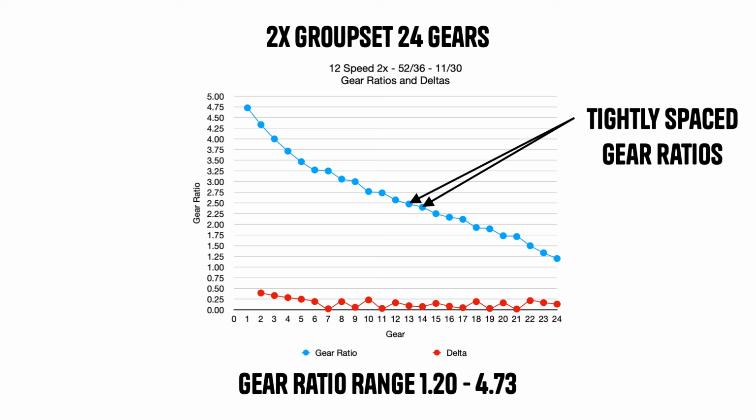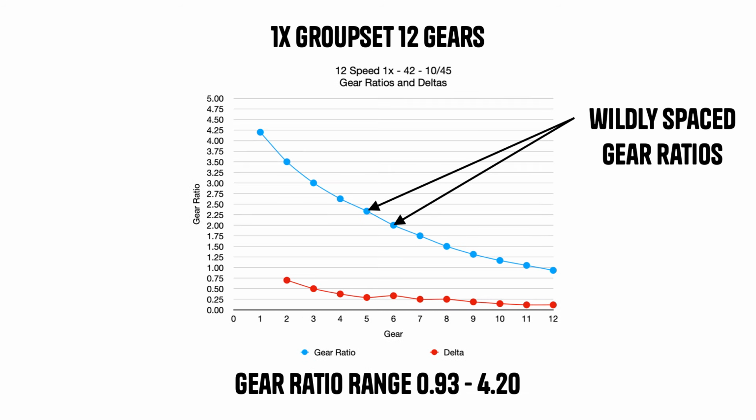Let's look at why. This is a graph of all the gear ratios for a 2x group set. You can see here that the ratios are close together. Here's a graph for the 1x group set. You can see how much further apart the gear ratios are for the 1x group set. Here's where it gets interesting.